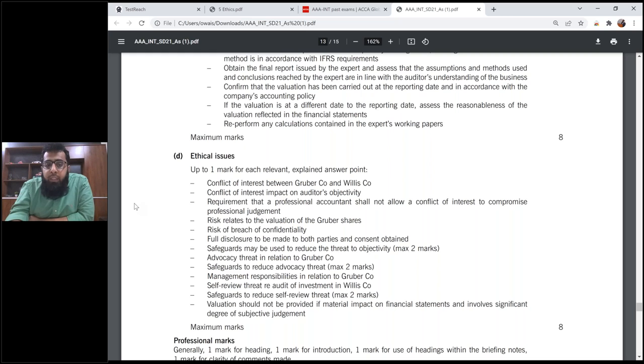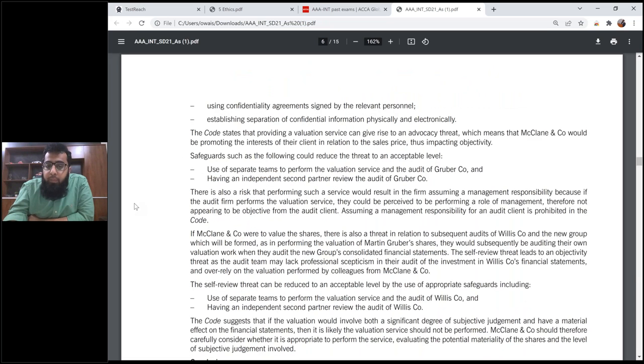What you people do is go and read these long, long answers and then you get frustrated: oh, sir, the examiner has written such a long answer and you wrote such a small answer. That is not important. The important thing is whether you cover the marking scheme or not. In the marking scheme there are so many points. You need to cover 8 points from the marking scheme to get 8 marks.